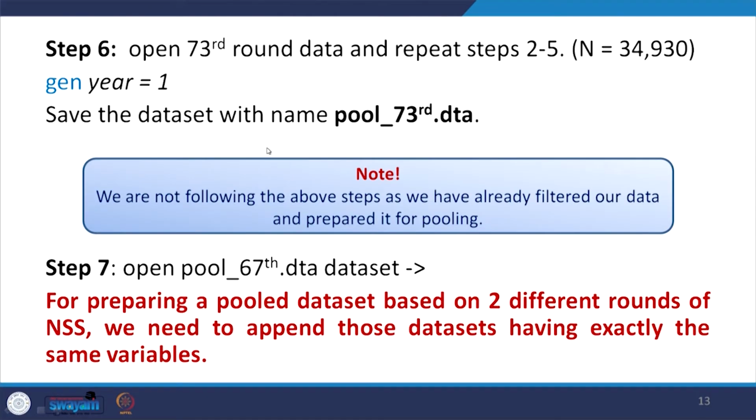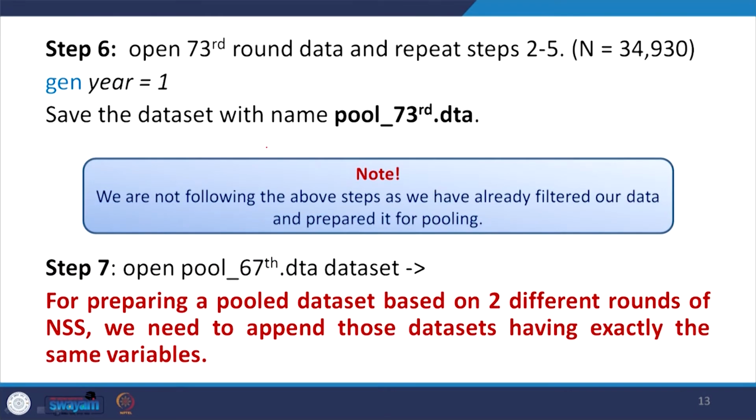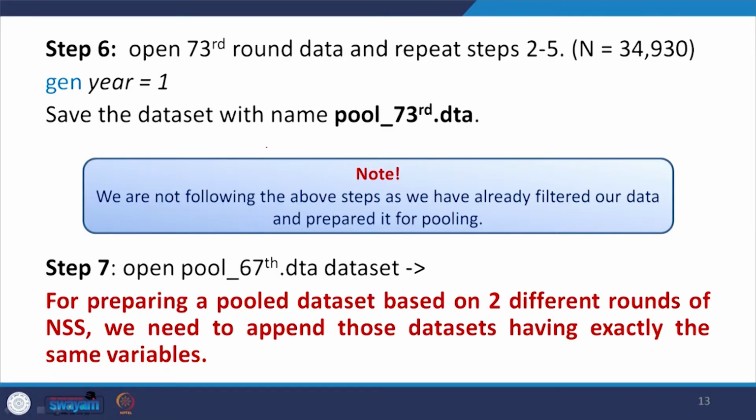Now, similarly, we open the other round data, that is 73, and we again repeat all those 5 steps that have been already mentioned here. Steps 2 to 5 are very important. And to mention here that after filtration, the women enterprises for the explanation are 34,930. Okay, and we again generate the same variable name year to be 1, because this is another time period data. And now we will save it as pool 73 data.